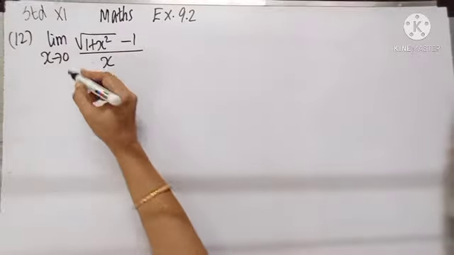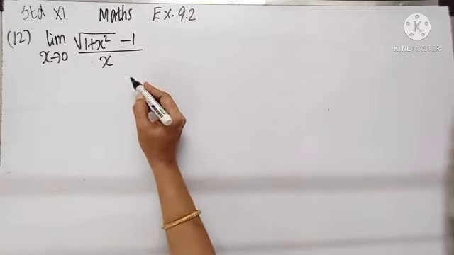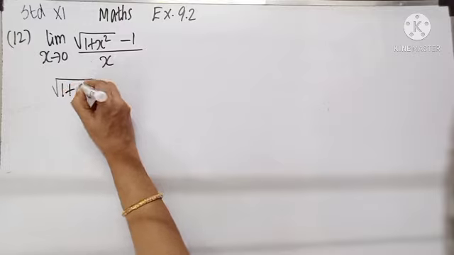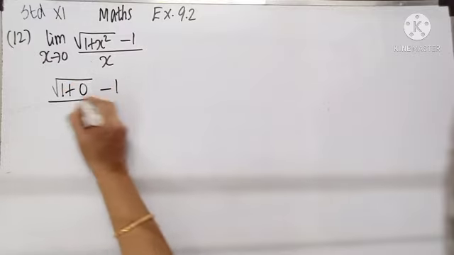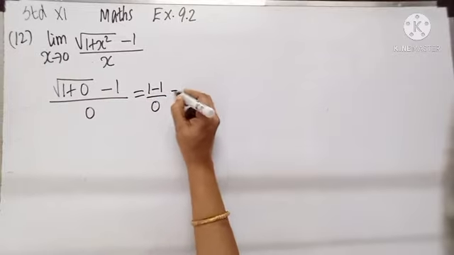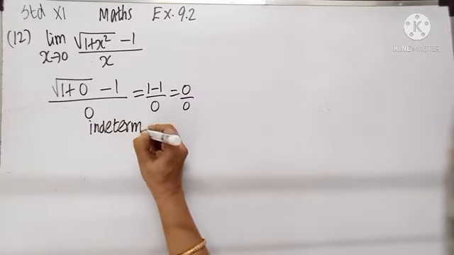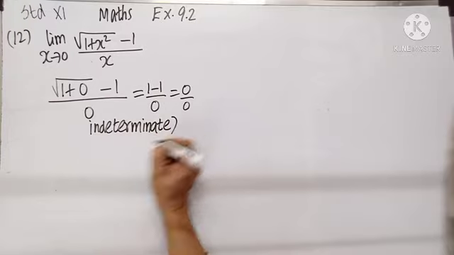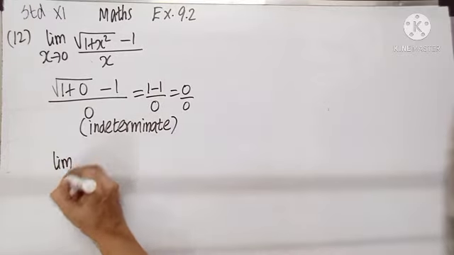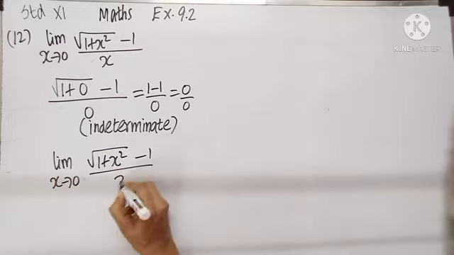Question number 12. Limit x tends to 0, root of 1 plus x squared minus 1 by x. As I try to apply 0, it is root of 1 plus 0 minus 1 by 0. I get 1 minus 1 by 0, that is 0 by 0, which is indeterminate. So I have to choose an algebraic method to reduce the limit. Limit x tends to 0, root of 1 plus x squared minus 1 by x.